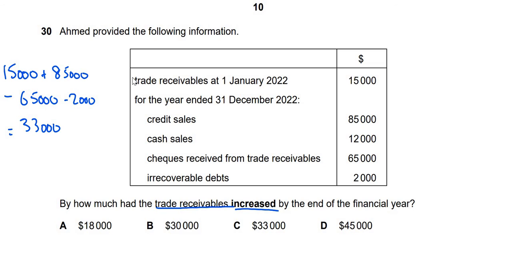So trade receivables by the end of the year, how much do they increase by? The question is, how much do they increase by? So they actually increased to 33,000. How much were they before? 15,000. So they increased by 18,000. Okay.